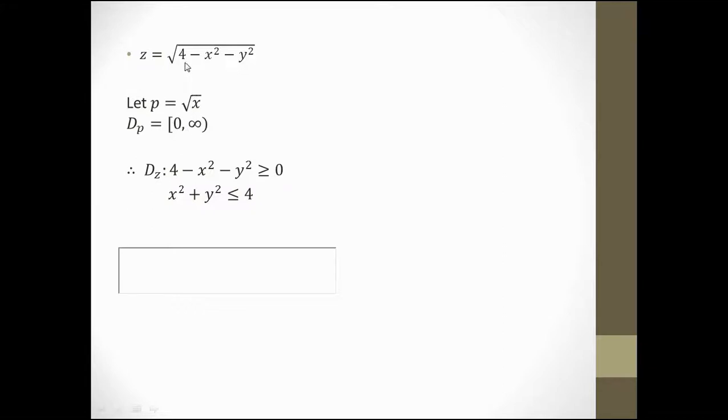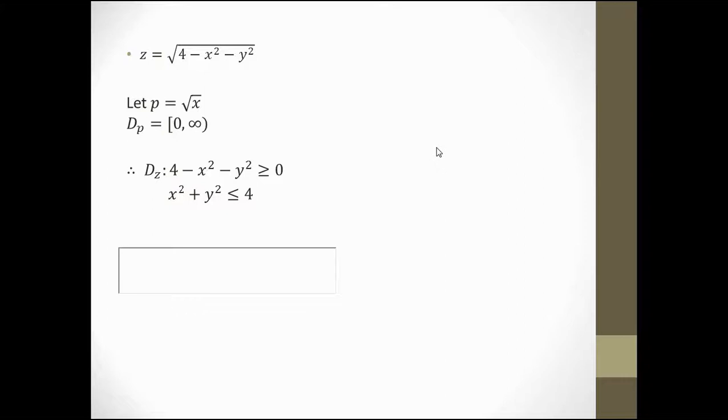So we could substitute this line, 4 minus x squared minus y squared, to equal x. So we could say that 4 minus x squared minus y squared is greater or equal to 0. Or you could write it in this form so that it can be aesthetically pleasing.